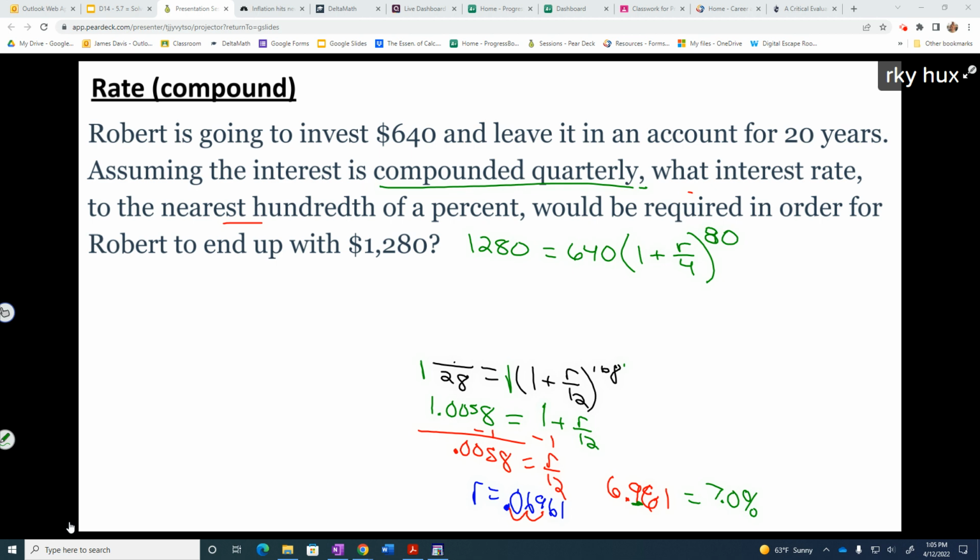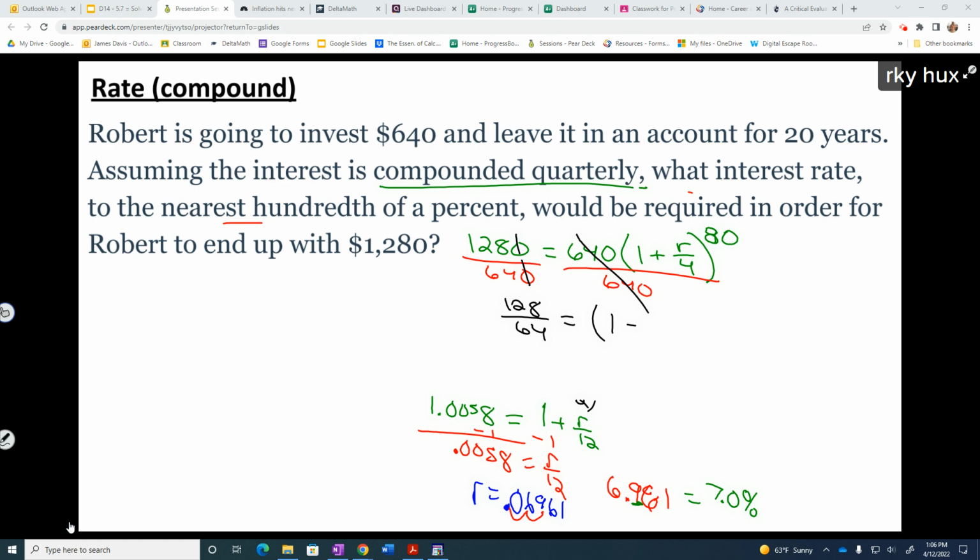So first step is to divide by 640. And you get this canceled to 0, but then leave the rest of the stuff there. So cancel out the 0, and that leaves you with 128 over 64. We've got 1 plus r over 4, to the 80th power. Once we get the parentheses, then we're going to take the 80th root of both sides.